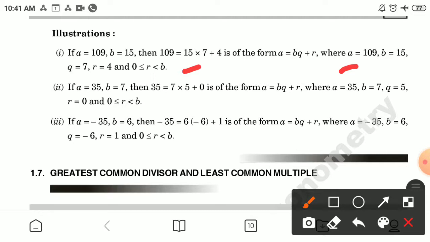If a is equal to 35, b equal to 7, then 35 is equal to 7 into 5 plus 0, which is of the form a is equal to bq plus r, where a is 35, b is 7, q is 5, r is 0, and r is between 0 and b. If a is minus 35, b is 6, then minus 35 is equal to 6 into minus 6 plus 1, which is of the form a is equal to bq plus r, where a is minus 35, b is 6, q is minus 6, and r is 1, and r is between 0 to b.